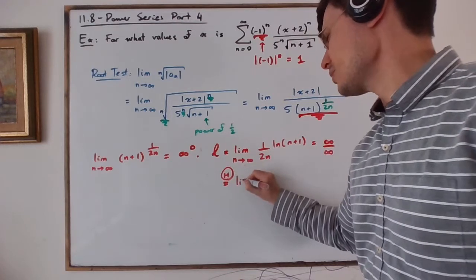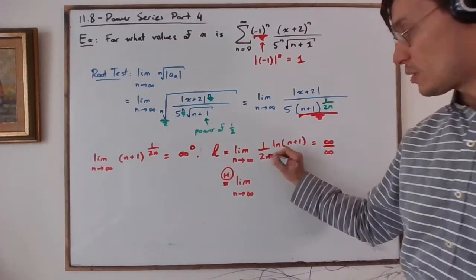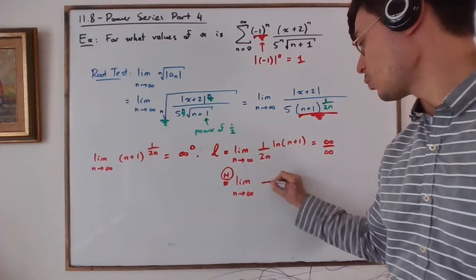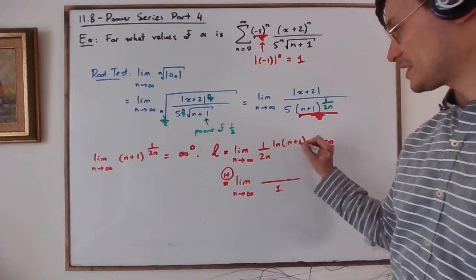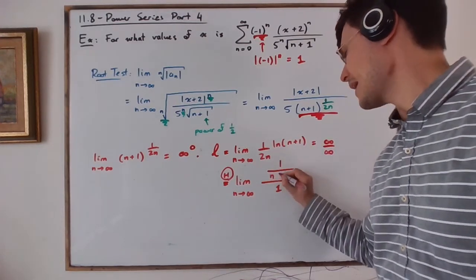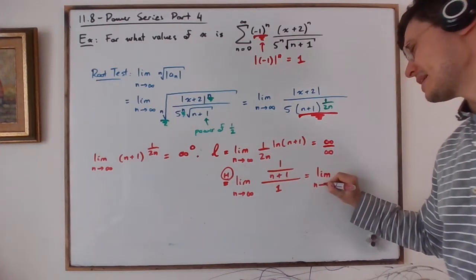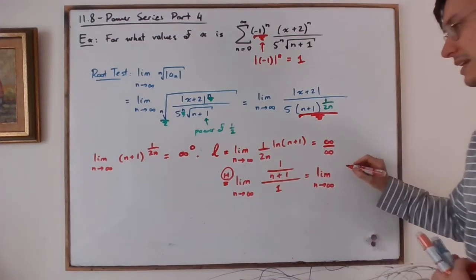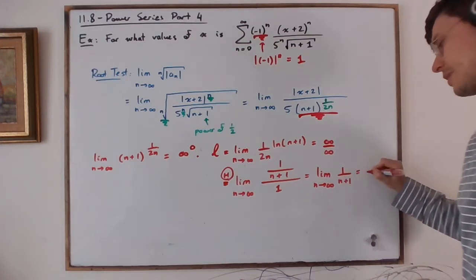So L'Hopital's rule tells you that this is going to be the limit as n is approaching infinity. What's the derivative of 2n? Simply 1. No worries there. And what's the derivative of ln of n plus 1? That's going to be 1 over n plus 1. Clean up. You get the limit as n is approaching infinity of 1 over n plus 1, so 0.